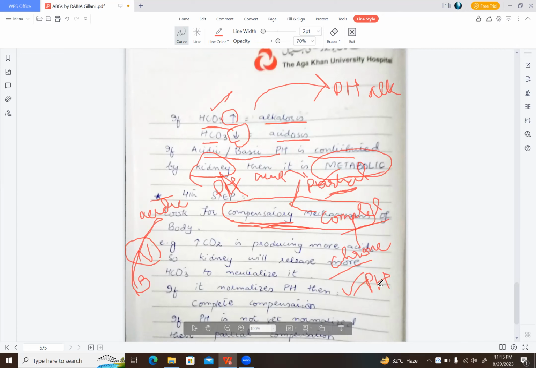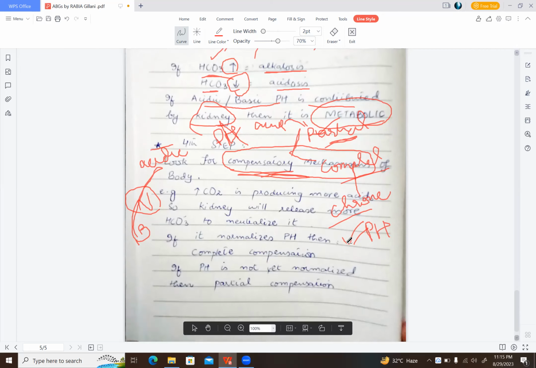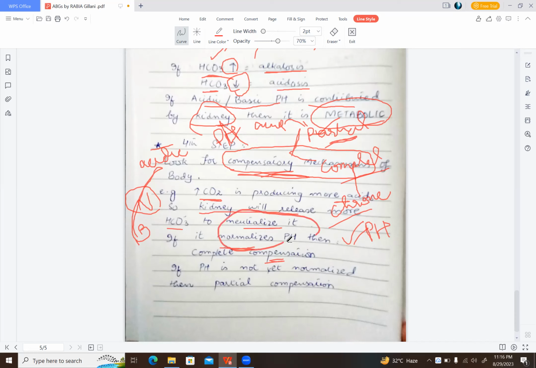We will be doing examples, then you will better understand this mechanism. If more carbon dioxide is produced in the body, the pH of the body becomes acidic. As a response, the kidney will release more bicarbonate to neutralize it, and this process of neutralization leads to compensation, either partial or complete. If pH is normalized, then it is complete, and if pH is near normal but not yet normalized, then it is partial compensation. Now I will be solving some examples for you one by one.